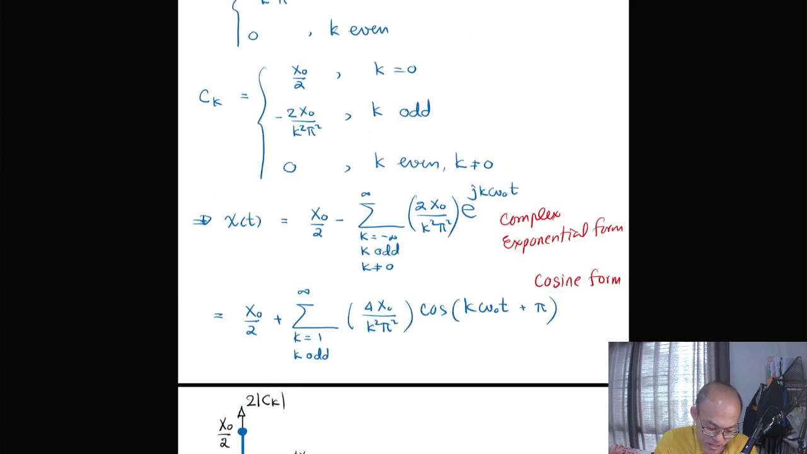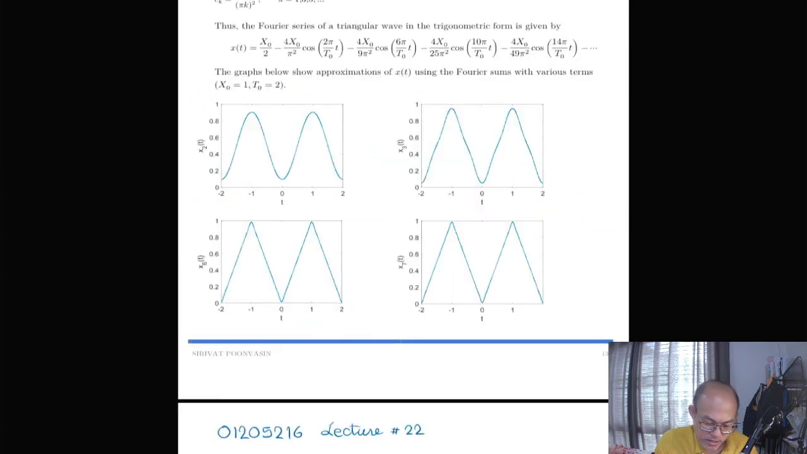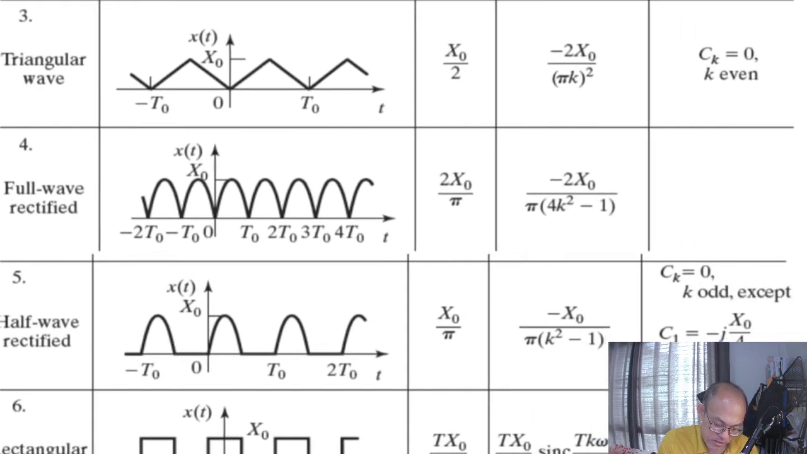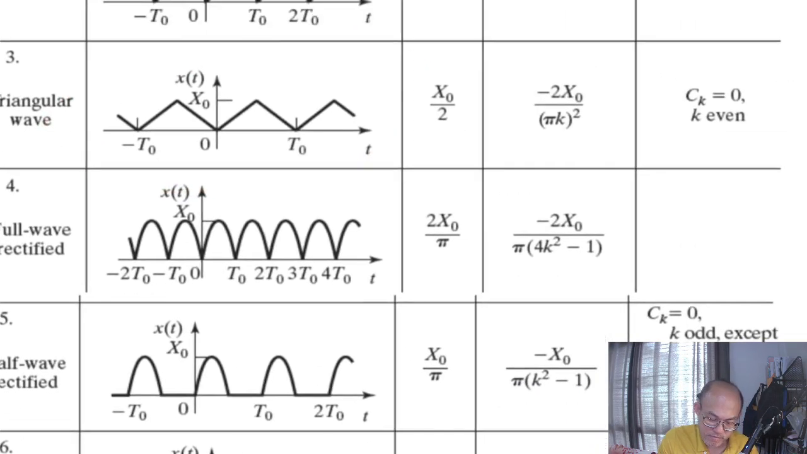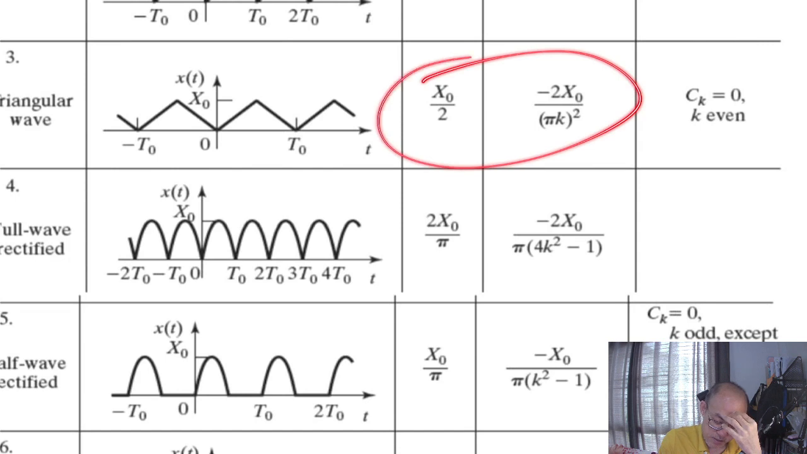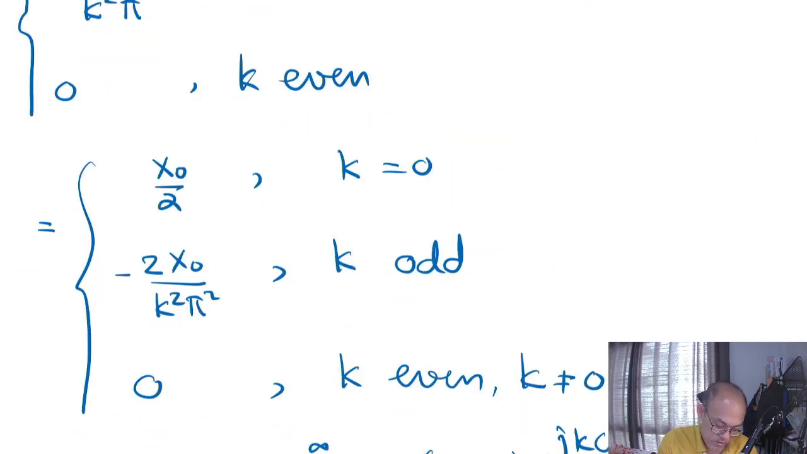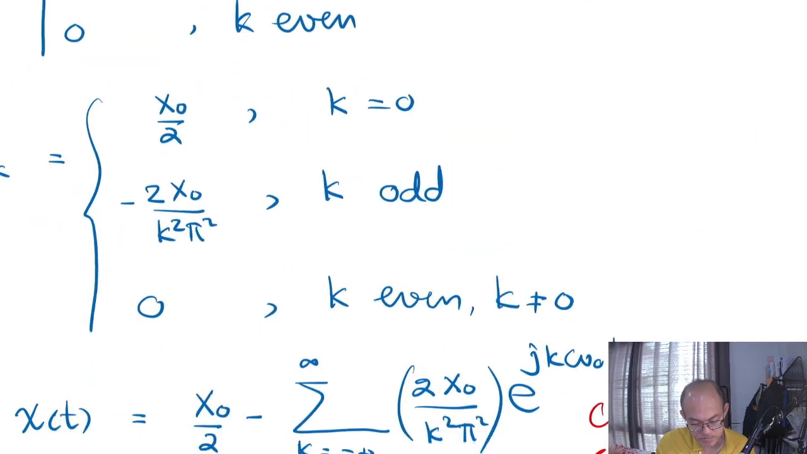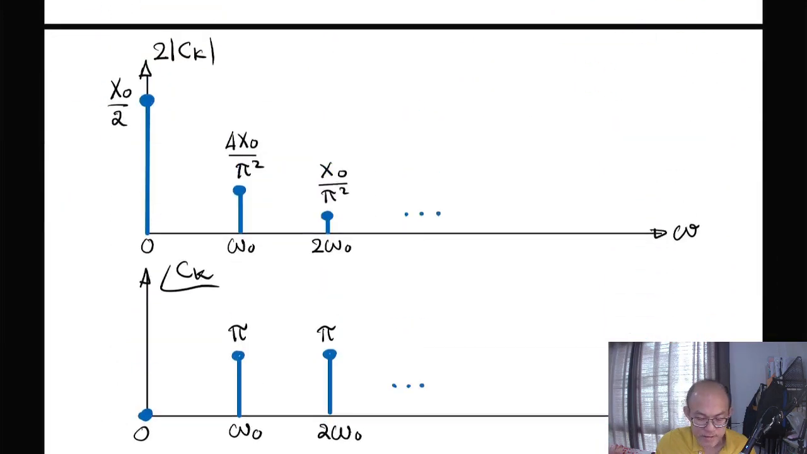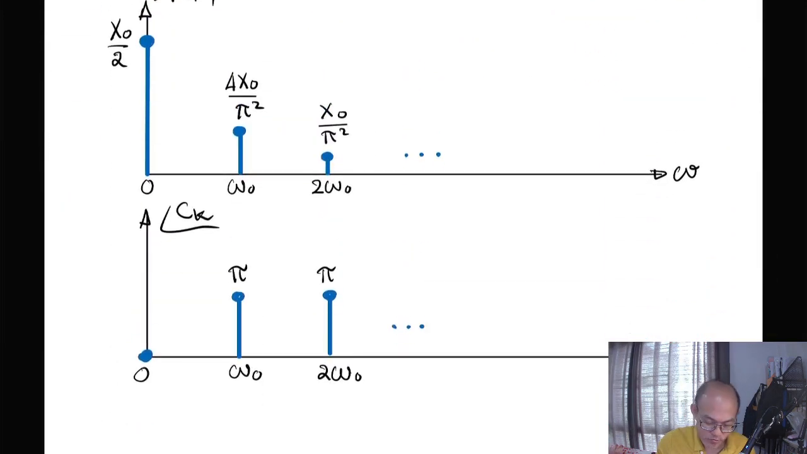And actually, we have a table right here. We did this one, the triangular wave, and the results are exactly the same, coincides with the table. Minus 2x0 over pi k squared when k is odd. That's exactly the result that we have here. Okay, when k is odd. All right. Okay, so that is one example.